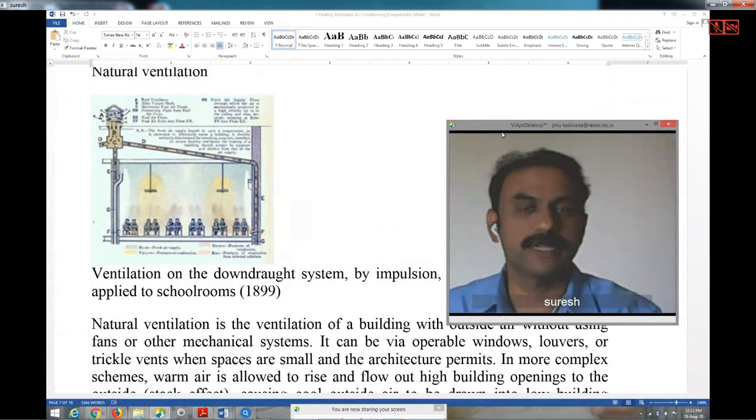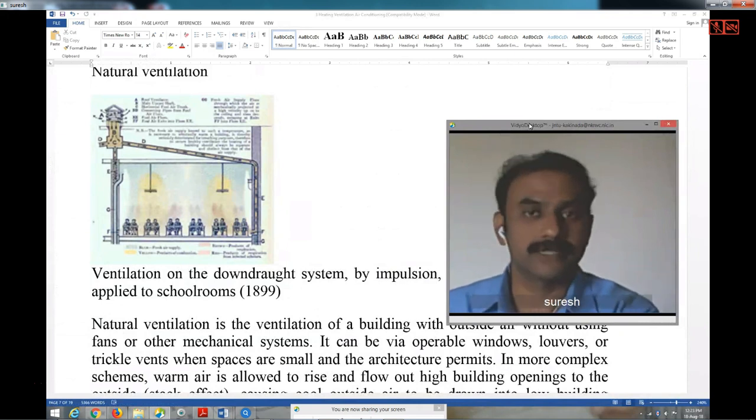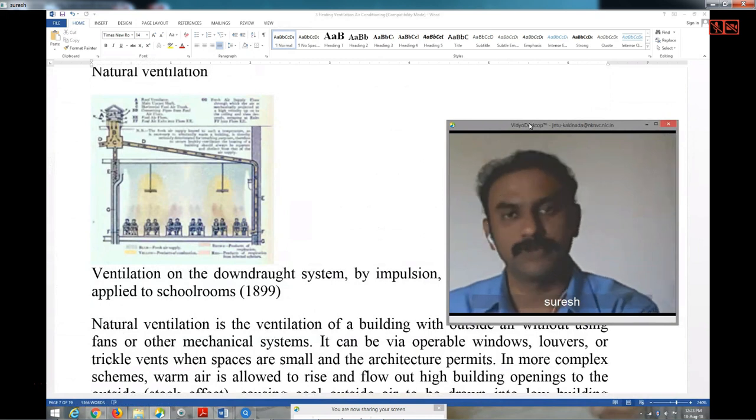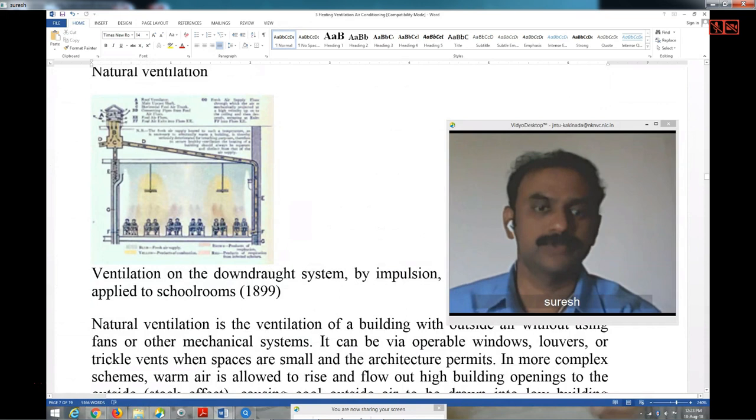This natural ventilation process is to be designed while constructing the room. So how many windows we have to provide, how many doors we have to provide, in order to get more natural ventilation output. So this is the figure which was taken.